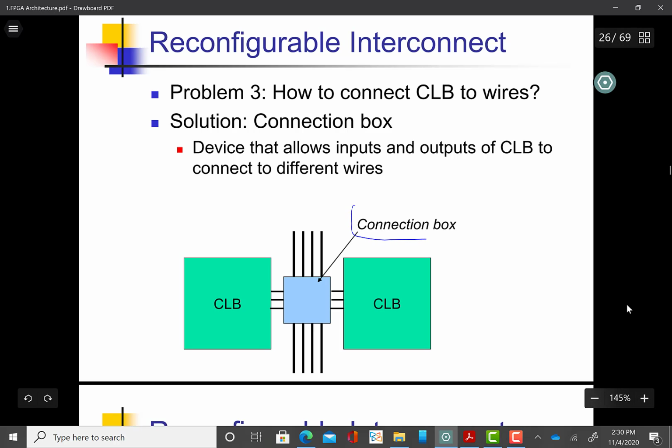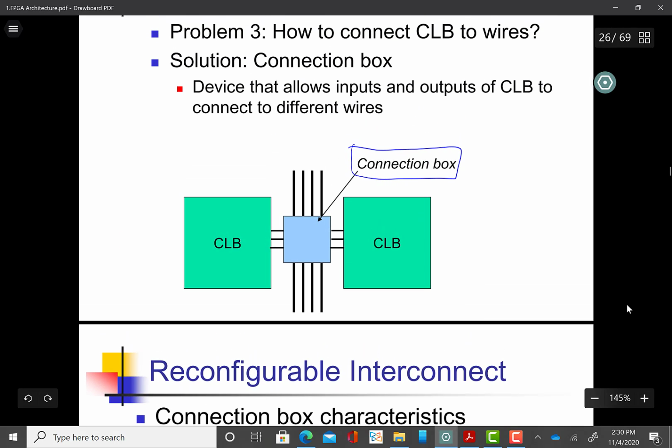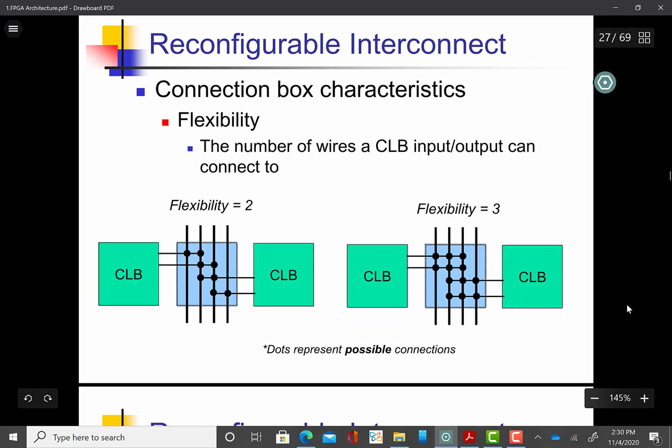The answer is we connect them through something that is called a connection box. A connection box is a device that allows inputs and outputs of a CLB to connect to different wires. So for example, let's say CLB1 wants to connect to CLB2. The output of CLB1 can be connected to the input of CLB2 through, for example, this connection that I have drawn. Okay, so let's see what is inside the connection box.